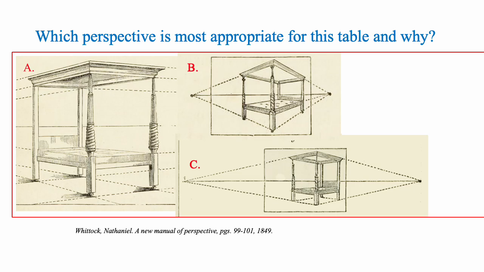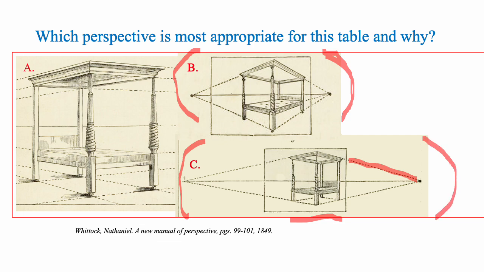Which perspective is most appropriate for this table? Would you choose B or C? I think C is most appropriate for small objects because it has narrow converging lines. This looks more like a large object, like a bed frame. You could, of course, use this if you need distortion in your painting, but for a realistic image, you would want these narrow converging lines for a small item.